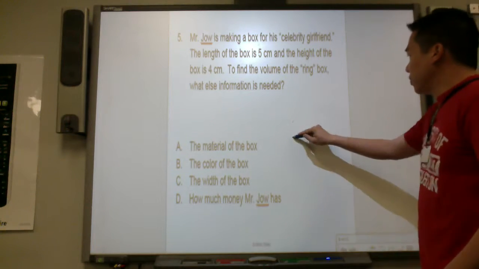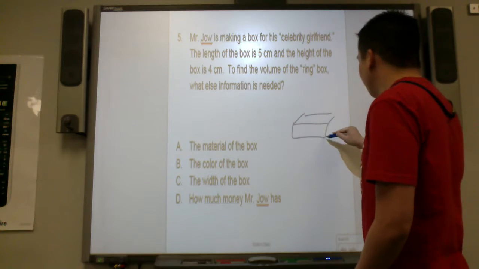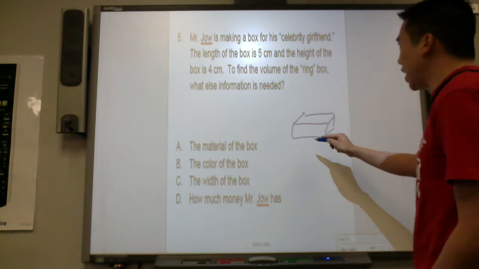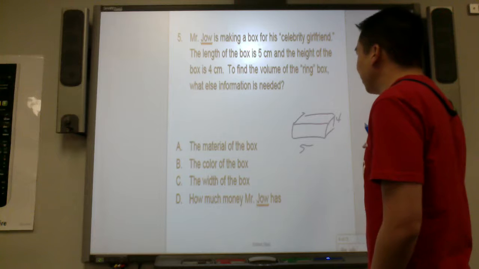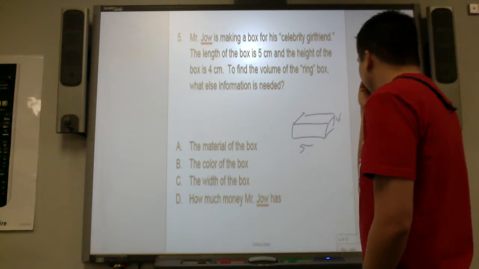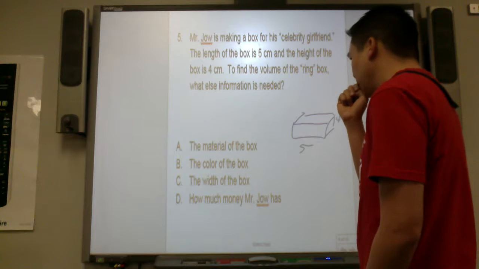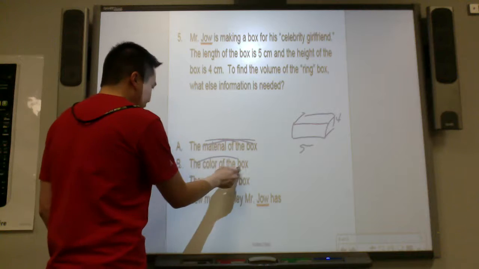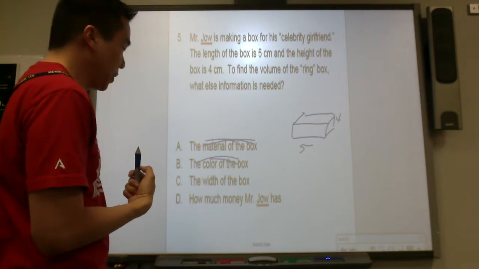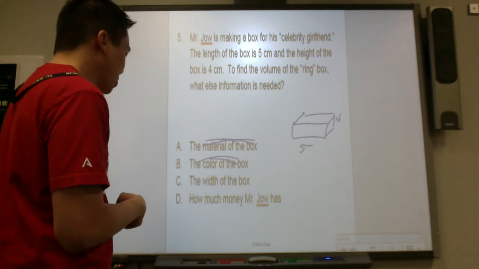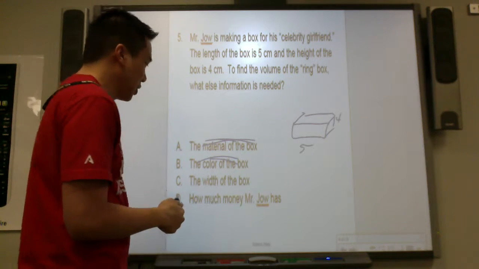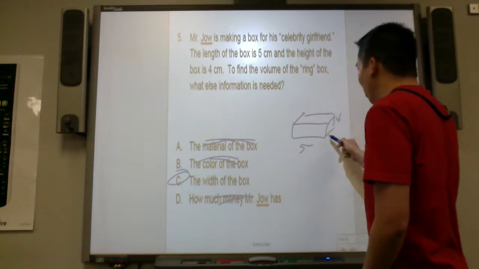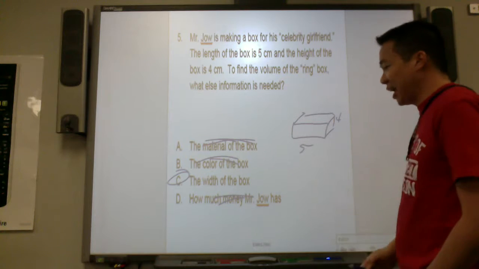Mr. Joe is making a box for his celebrity girlfriend. I wonder who that is? The length of the box is 5. The height is 4. To find the volume of the box, what else information is needed? They're missing a number here. The material of the box, I don't care about what it's made out of. The color of the box does not matter. She takes anything, probably she likes red or pink. The width of the box, or how much money Mr. Joe has. Well, that is important though. But C is probably the answer. So if I knew the width, I could multiply the length, width, and height.